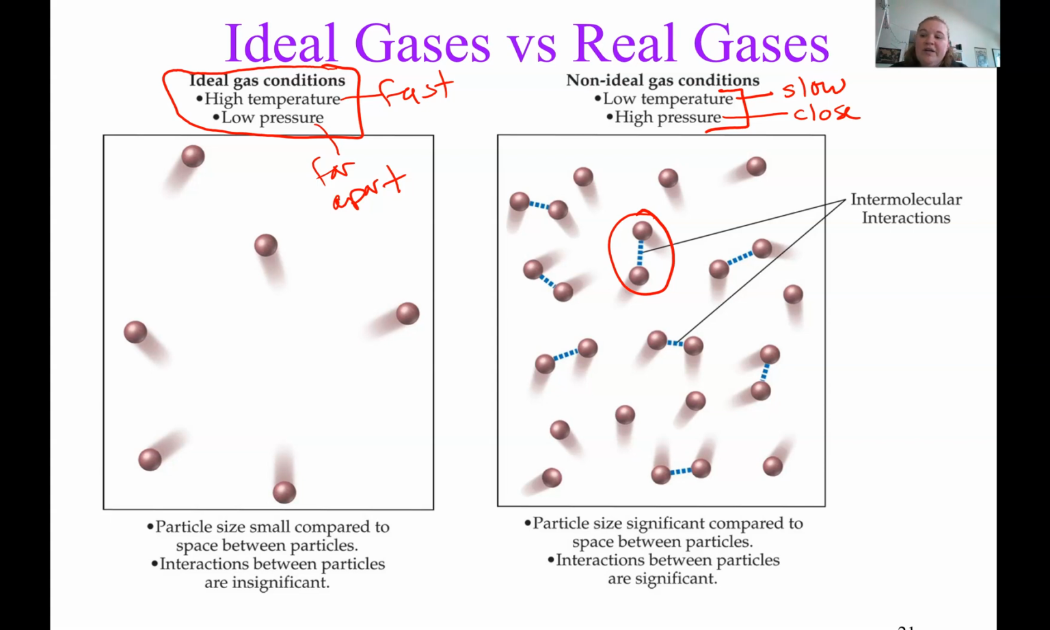So our equations that we've looked at only work when we are under ideal conditions. Now, for our class, that's the only type of condition we're going to be using for math. You just need to know that non-ideal conditions include low temperatures and high pressures.